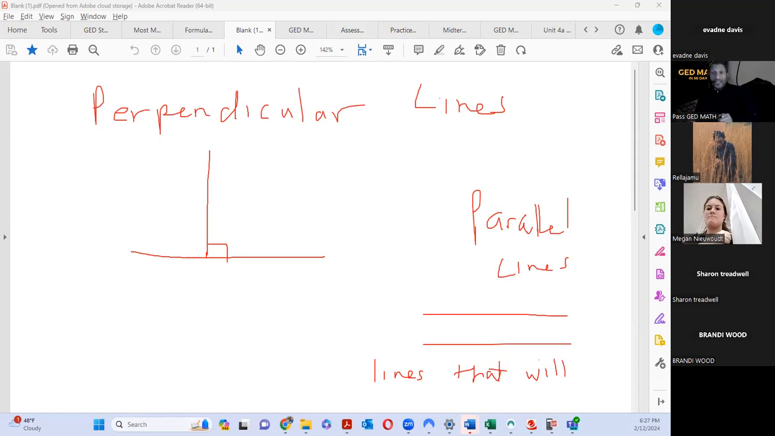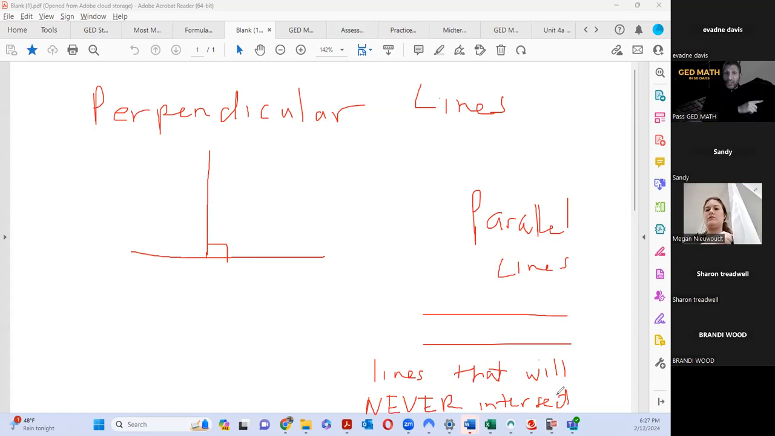There's only a few instances in math where you could say always or never. Well, this is one of them. Parallel lines are lines that will never intersect or cross. Everybody understand that? Yes. And because they will never intersect, someone else also said, I don't know who said it, but parallel lines have the same slope. And that's the reason why they never cross, because they have the same slope.